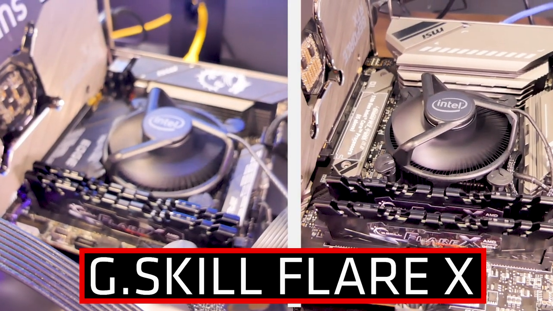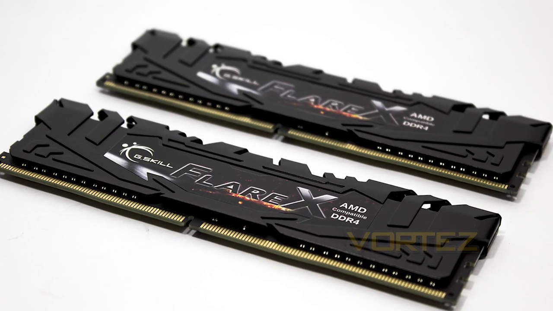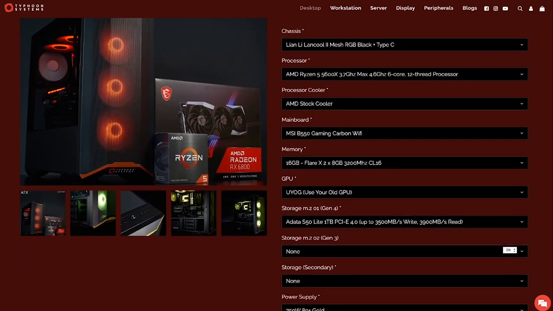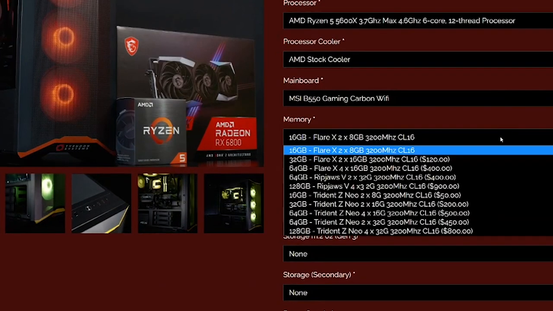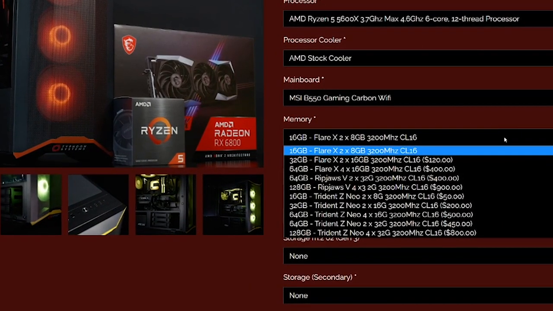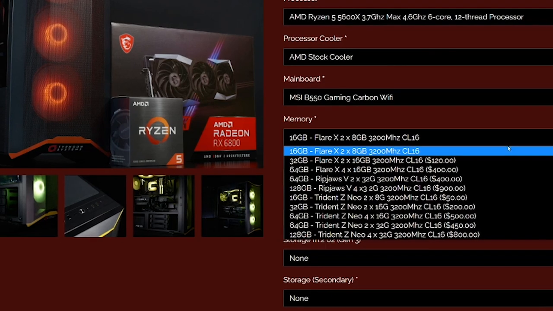So Flare X is the best budget to go for right now. Actually, for us at Typhoon System, Flare X's are our default go-to RAM. If you were to order a set from us, and if you specify just normal RAM, this is what you're gonna get. So the ones that we have here are 16GB 3200 MHz CL16.